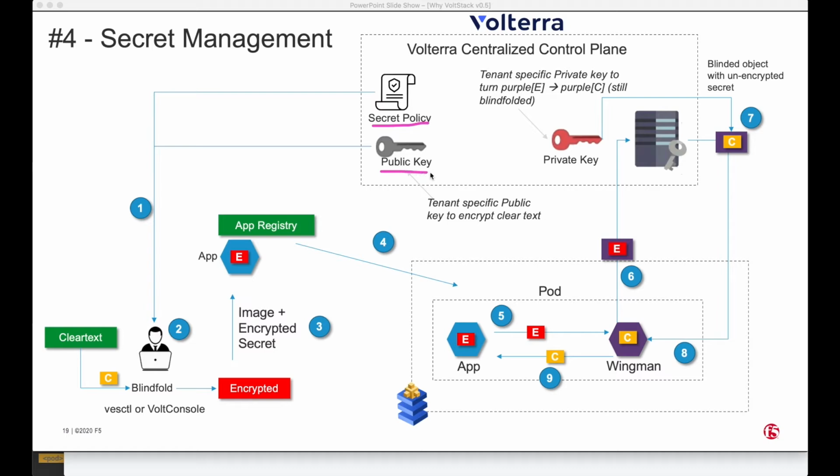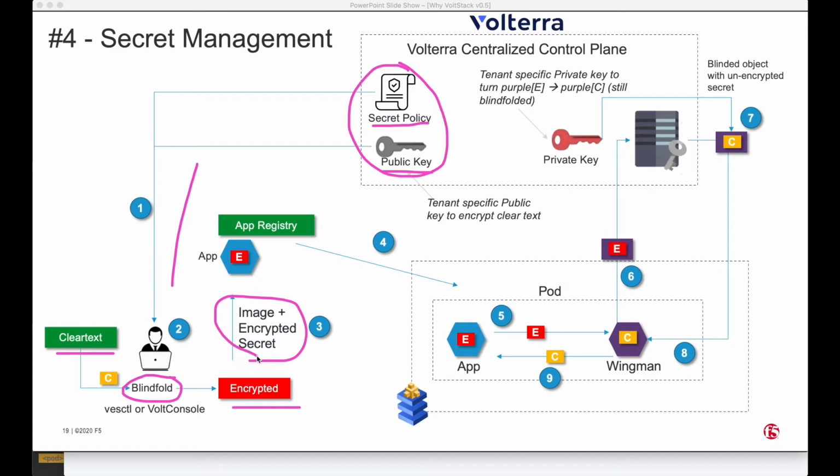You need a public key, and this public key is a tenant-specific public key used to encrypt the clear text. This is not the user public key; it's tenant-specific. So with these two parameters, you use them to encrypt. You have your clear text, you blindfold it, and from this blindfold you get encrypted text. This encrypted secret you can bundle together with your image, and in fact you can put it in your image.